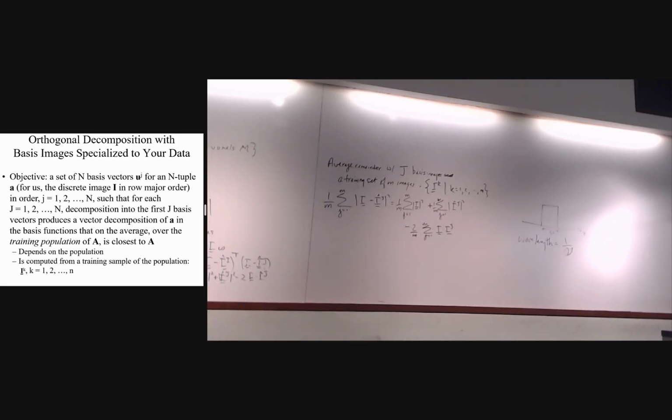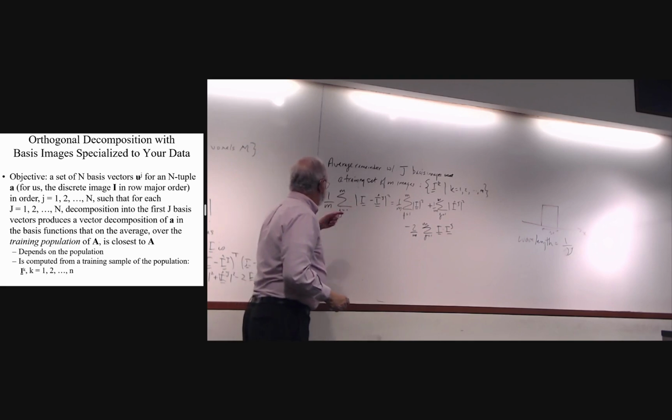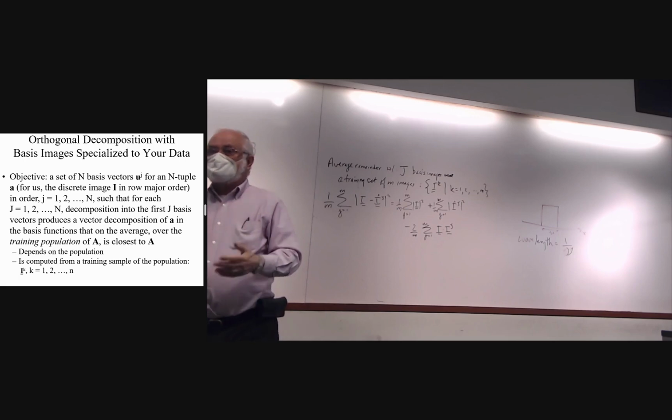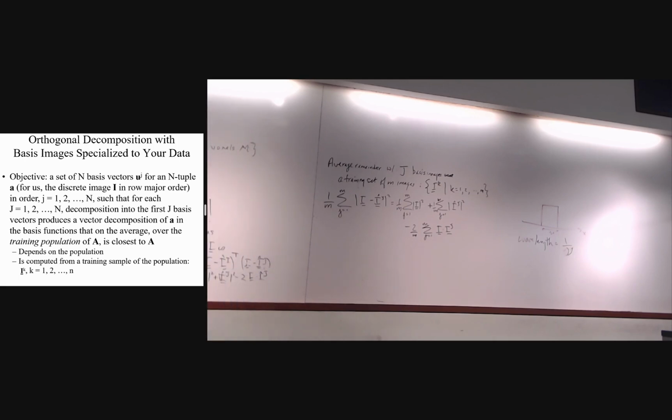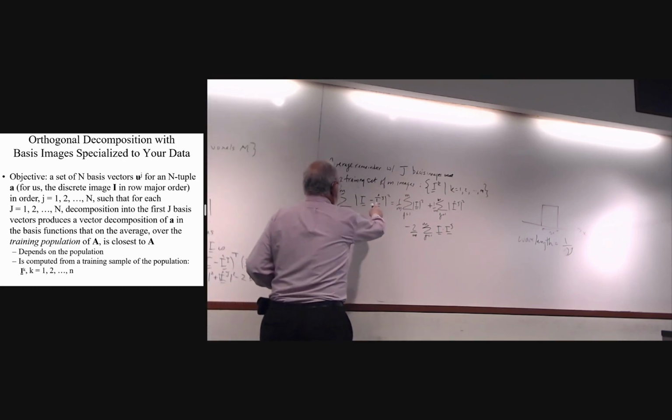And what I want to do is make this error as small as possible. Well, it's an error in a square sense, right? This is the sum of square differences. But we want that square error as small as possible, averaged over all the training images. So I've set up this problem. I want the smallest average error over the training set when I only use capital J of them.